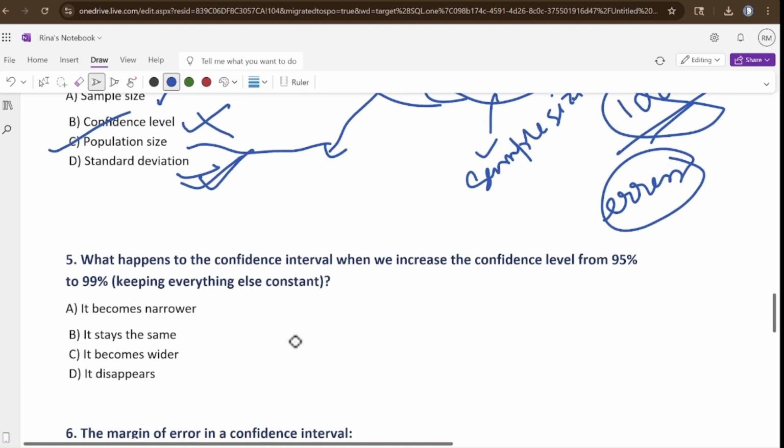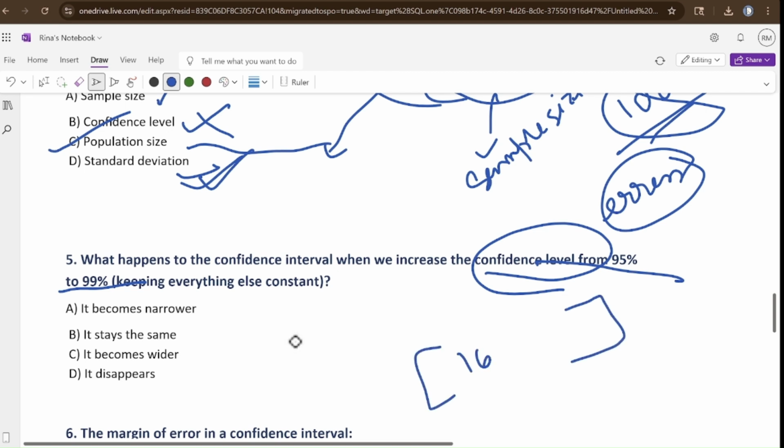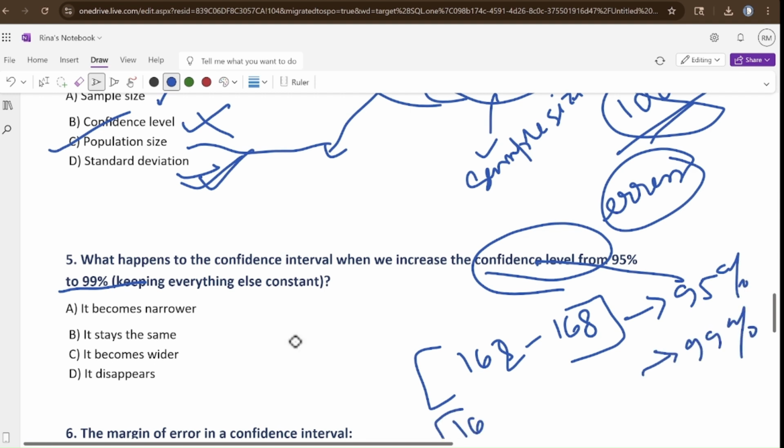Now, what happens to the confidence interval when we increase the confidence level from 95% to 99%? See, we are increasing the confidence level, so we want to be more sure. Then what do you have to do? Let's say earlier it was 162 to 168 at 95%. But I want to make it 99%. Then you have to take a bigger range. Then only you can be more sure, right? So this is asked in a different way. You have to make it wide.